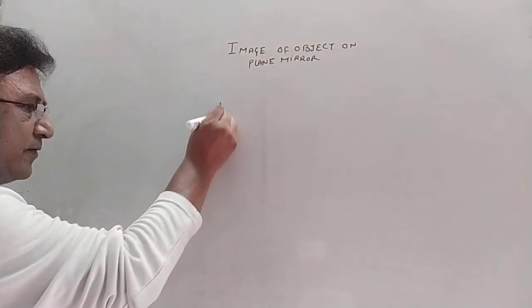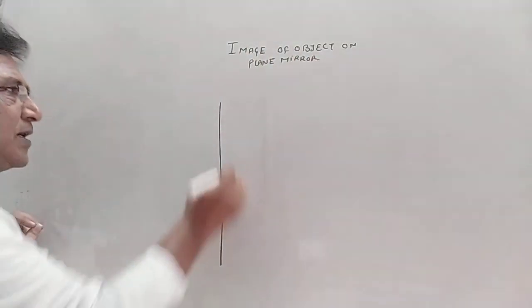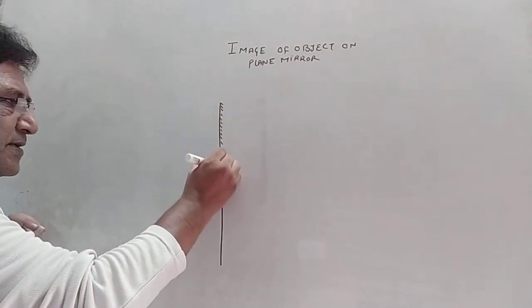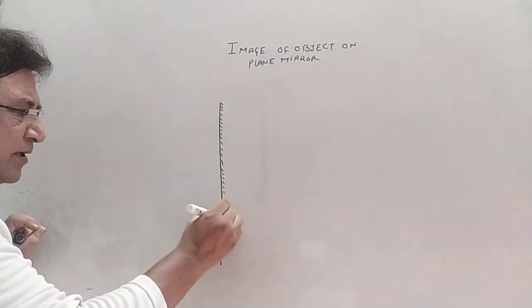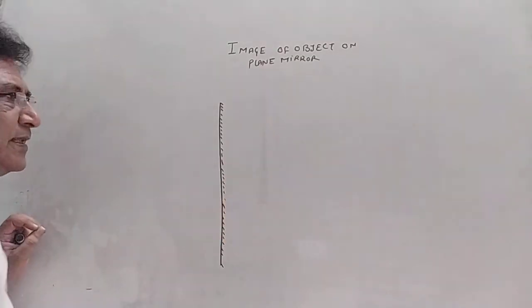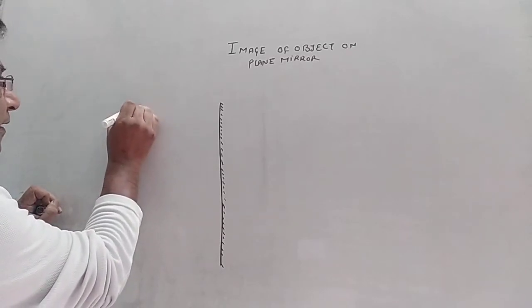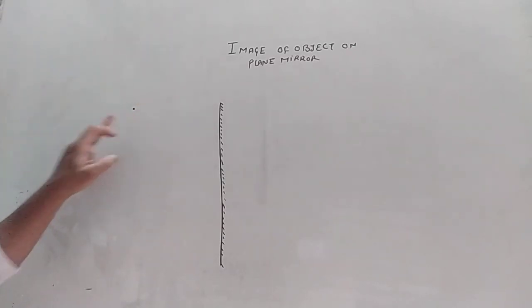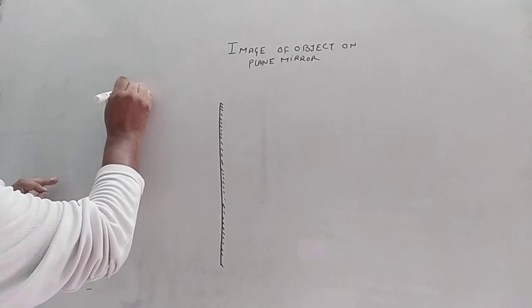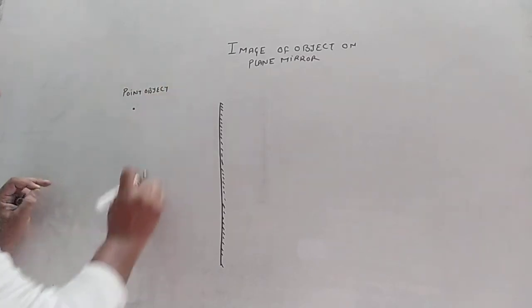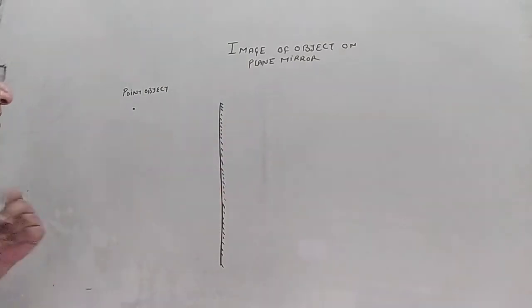So first of all, we'll take a plane mirror, take a straight line and hatch it from the right side. I always say, whatever mirror you take, always hatch from the right side. That will be easiest for you. Now we will take a point object, and it will produce a point image. Let's see how it produces.